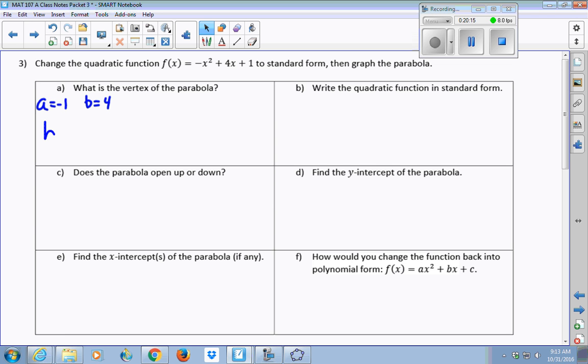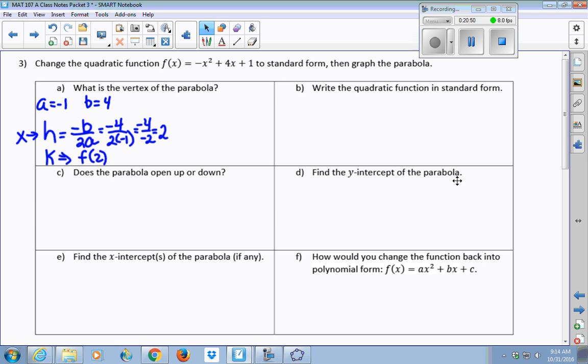So the h part, remember, h is an x value. The h value of the vertex is the opposite of b over 2a, which gives me the opposite of 4 over 2 times negative 1, which gives me negative 4 over negative 2, which gives me 2. So now to find k, I plug 2 into my function. I find f of 2.